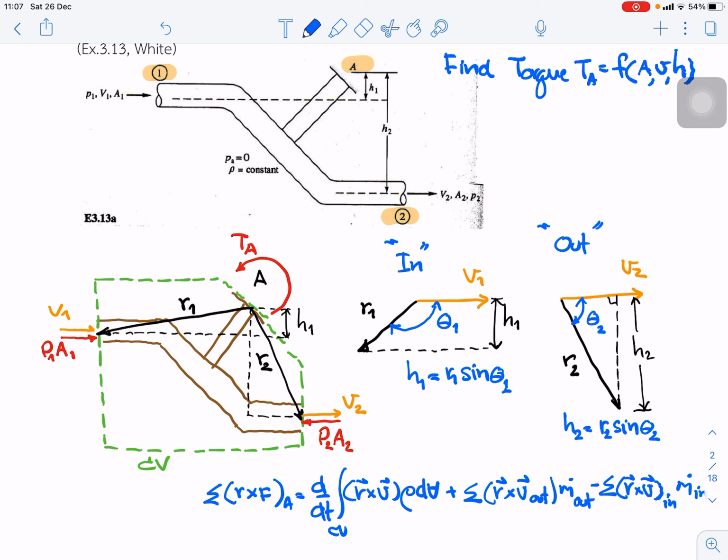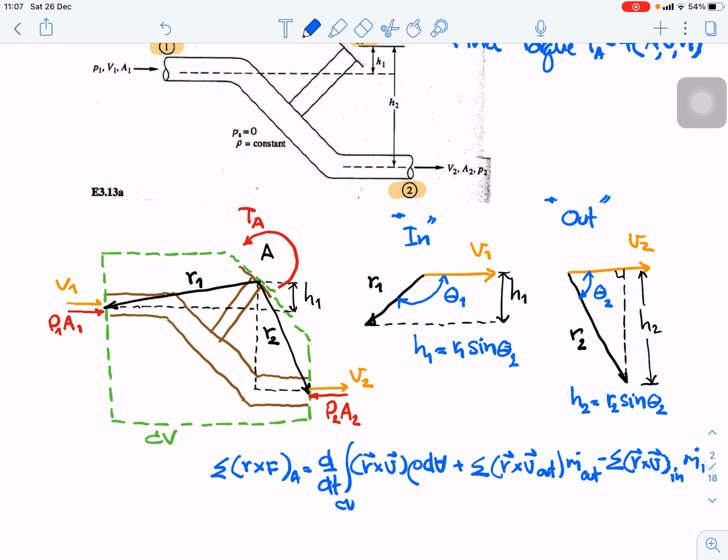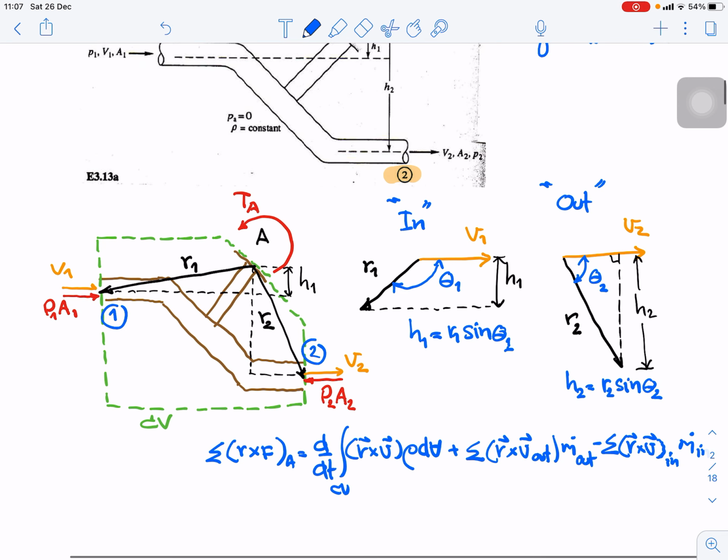We draw the green line covering the pipe bend. Make sure that at point 1 and point 2, the boundary of the control surface is perpendicular to the velocity vectors V1 and V2. So we have forces: at this point we have internal force from the pipe, P1A1 and P2A2, and this is the torque at point A that we want to find a relationship for.